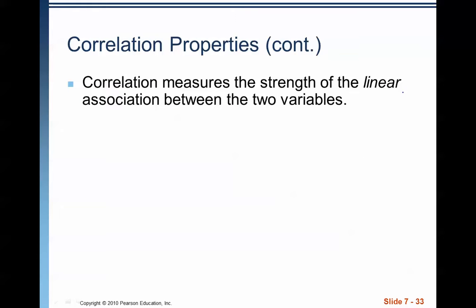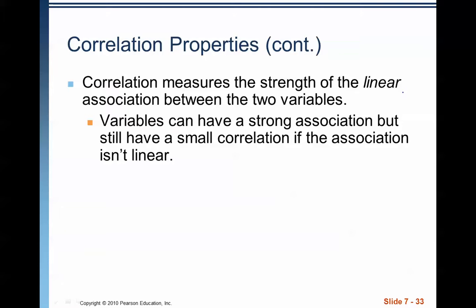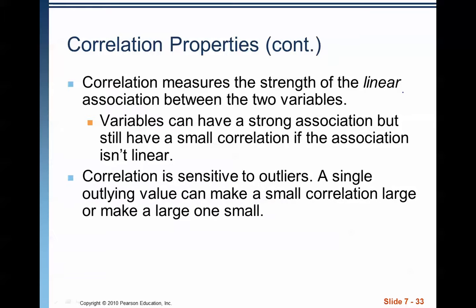Correlation measures the strength of the linear association between two variables, which we've said. They can have strong associations, but still have a small correlation if the association isn't linear. And I'm going to show you an example of that here in just a moment. And then finally, correlation is sensitive to outliers. A single outlying value can make a small correlation large or a large one small.